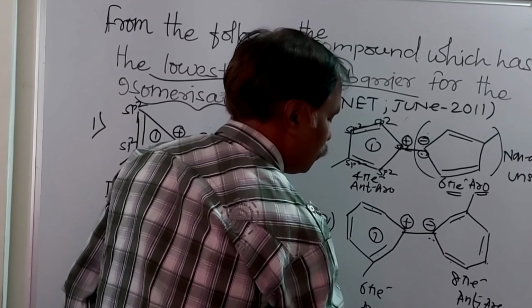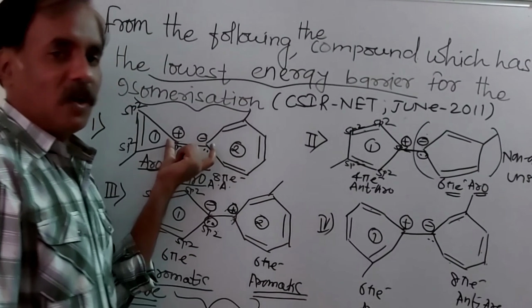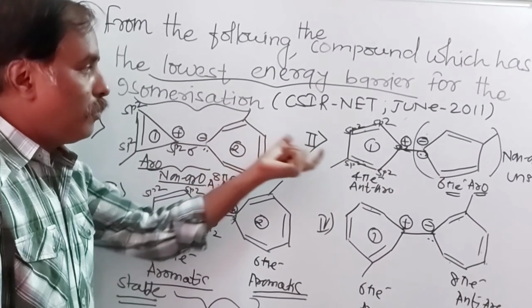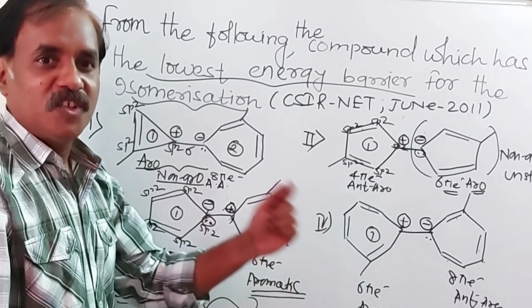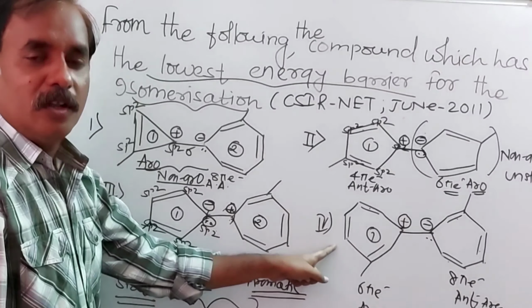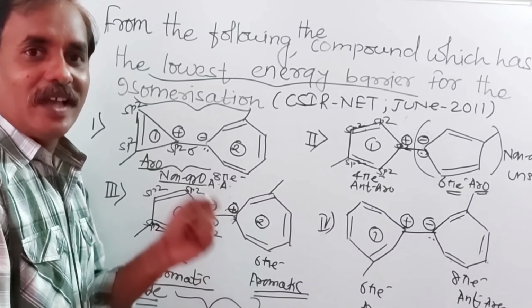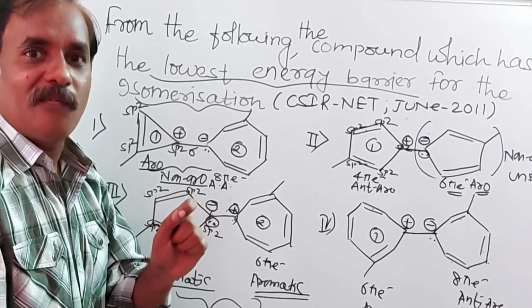Yani, this is unstable. Option number 1 is unstable. Option number 2 is unstable, and 4 is also unstable. There is more energy in the case of numbers 1, 2, and 4. But option number 3 is aromatic. It is more stable, and there will be less energy barrier for isomerization.